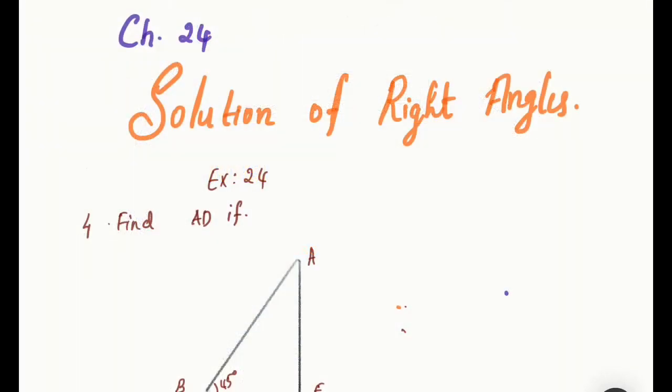Hi students, let us continue with chapter 24, solution of right angles. We had done till the third question in our last class, so let me continue with the fourth question.